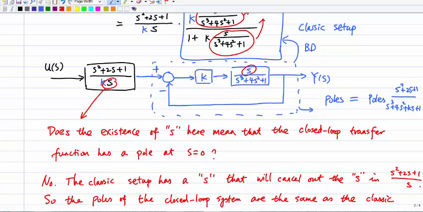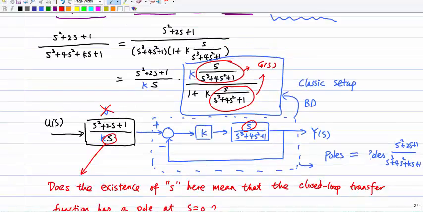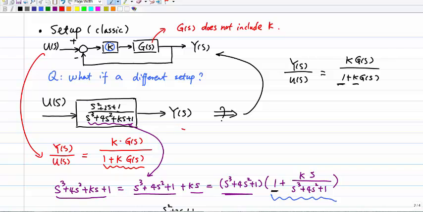I can ignore this. Basically, I can ignore this. Can be ignored. I don't have to look at this one. This one doesn't affect my poles. Only this part will determine my pole. That's why it doesn't add more poles. So I can sort of say this one can be written as a classic form, or classic setup, which can be used. We'll talk about the 10 rules that we can use to plot the root locus for classic setup.